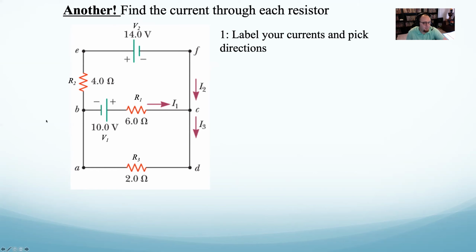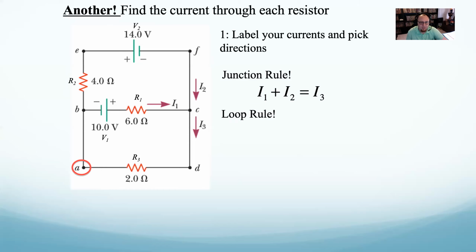So, junction rule. I'm going to look at my junction. I1 and I2 go into this junction. I3 comes out. Nice and simple. Loop rule. I've got to pick my loops. So I'm going to pick a loop to use. And I picked this one, the big one. So, okay, that's my first loop.